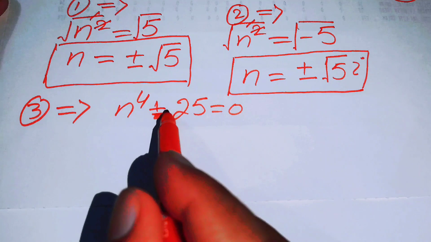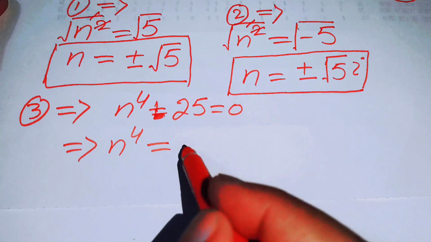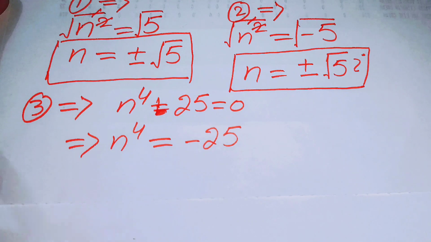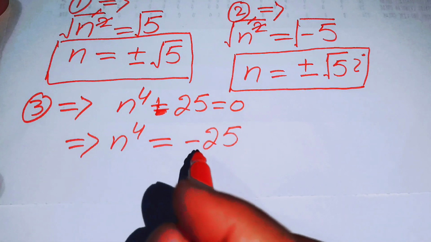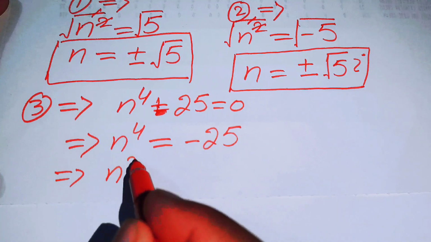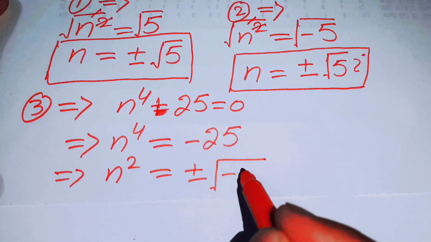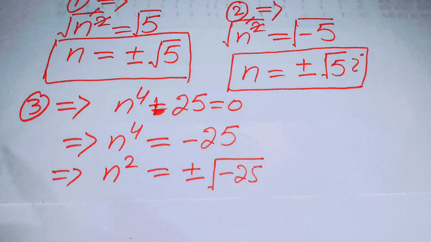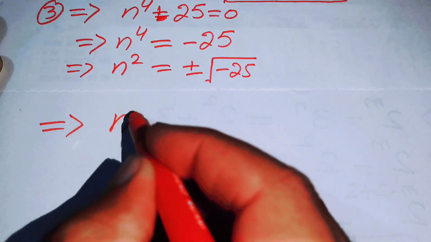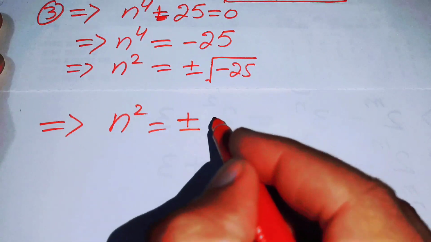So now we move this 25 to the right hand side, so that here you obtain n to the power of 4 is equal to minus 25. And now we can take the square root on both of the sides. So you will get here n squared is equal to plus minus square root of minus 25. And here you see that the square root of minus 25 is equal to plus minus 5.